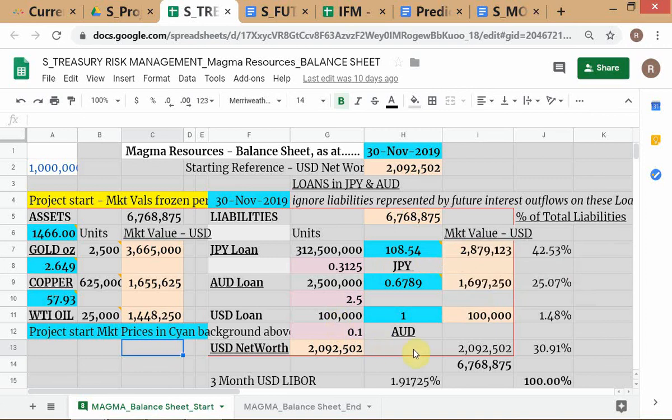Guys, now the asset side is clear to everyone? Yes, sir. Now, the liability side, it's not very pretty. The display is not very pretty, but you can understand it. On the asset side, we have four components. On the liability side, we have four components.